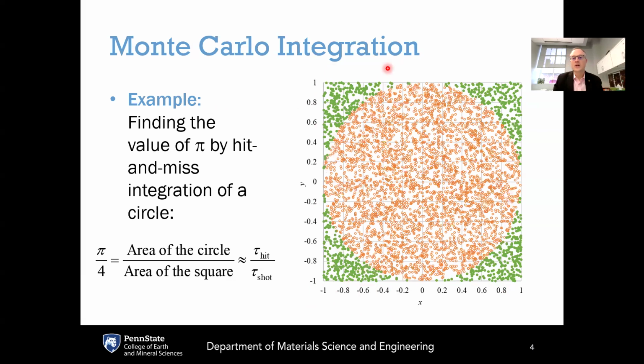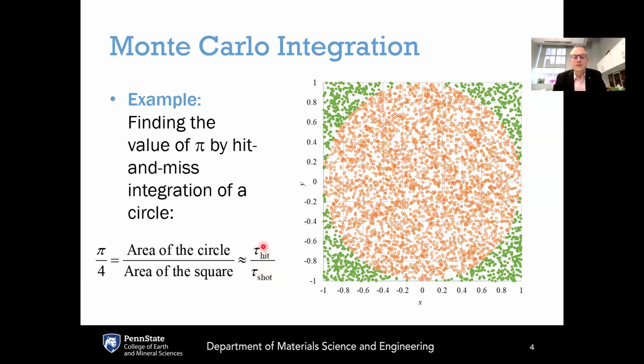And if you just randomly throw darts at this with random positions, some of them are going to be hits that end up in the circle. Some of them are going to be misses that end up in the square, but not in the circle itself. And one can estimate the value of pi, knowing the geometrical formula for the area of the circle divided by the area of the square. This is equal to pi over 4. And this can be approximated by the number of hits over the total number of shots.